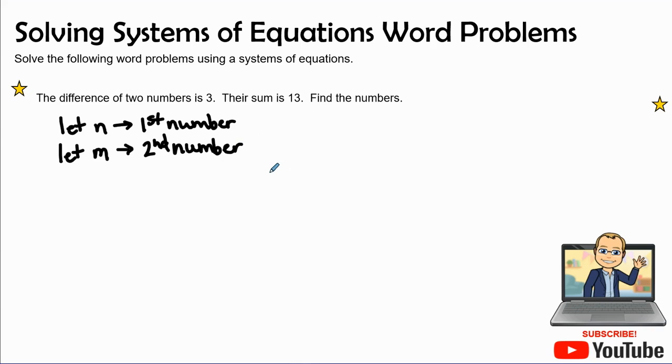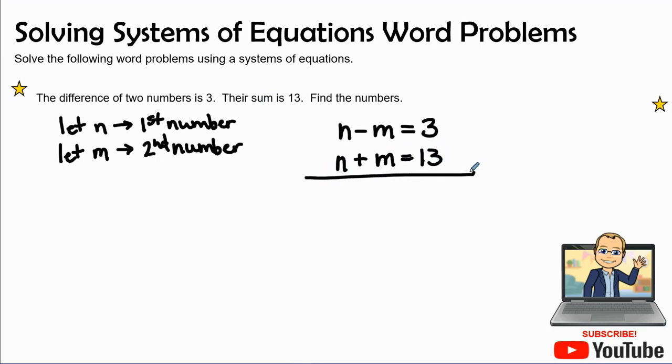So here we go. The difference of these two numbers, N minus M, is 3. And their sum, so we add the two variables together, N plus M, is equal to 13. Now we've created our system. This is the elimination method, so we are going to zero out the negative M and positive M, which leaves us with 2N equals 3 plus 13, which is 16. When we divide by 2, N equals 16 divided by 2, which is 8.